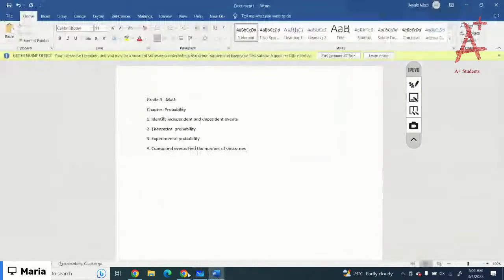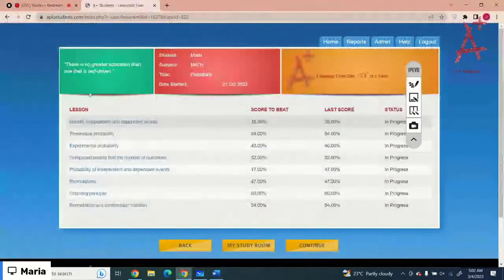Okay, let's start. Here I am on grade 9 maths. The chapter is probability. Let's start with the first lesson, that is identify independent and dependent events.